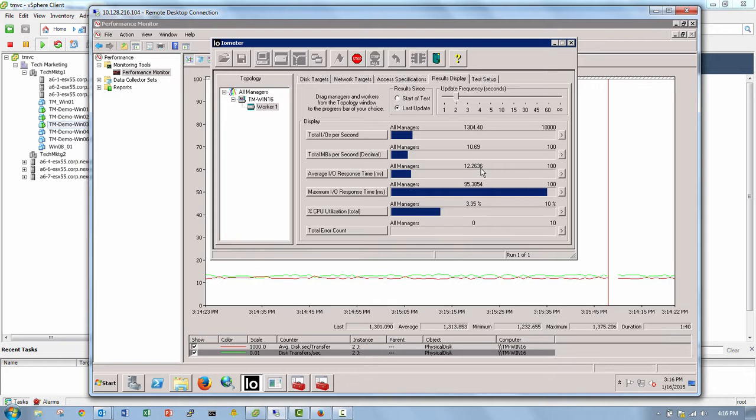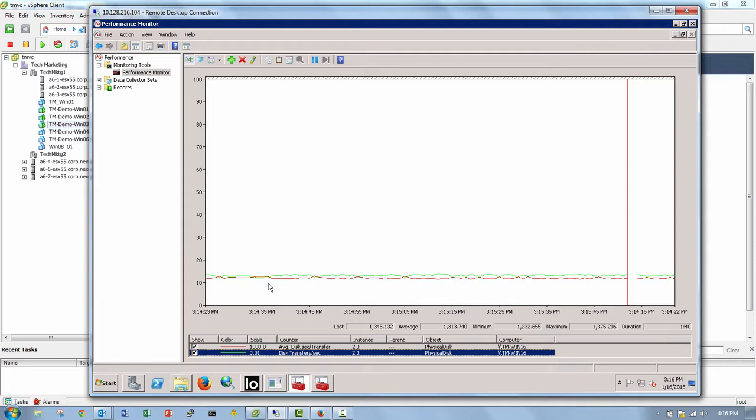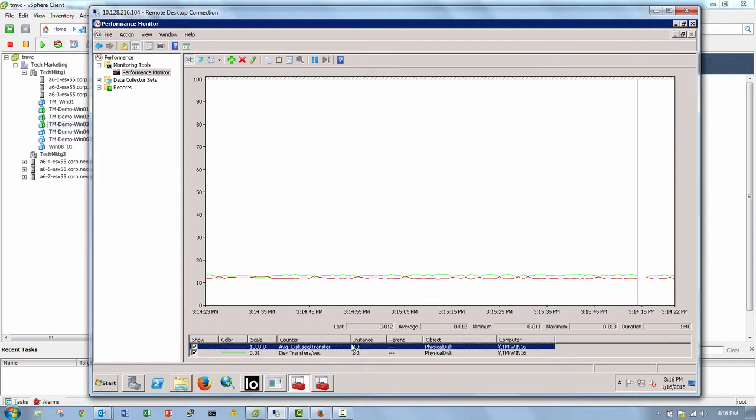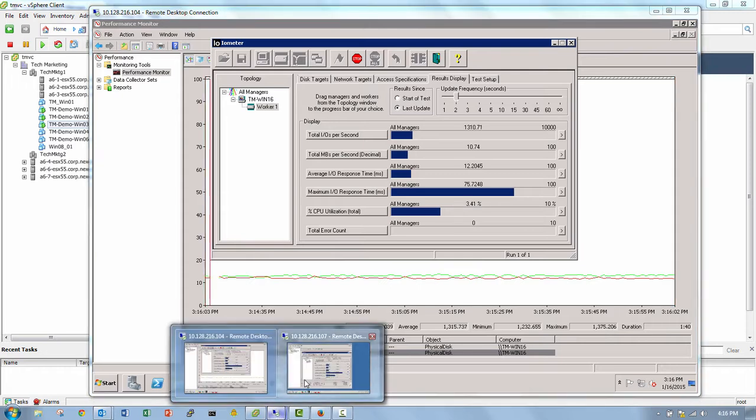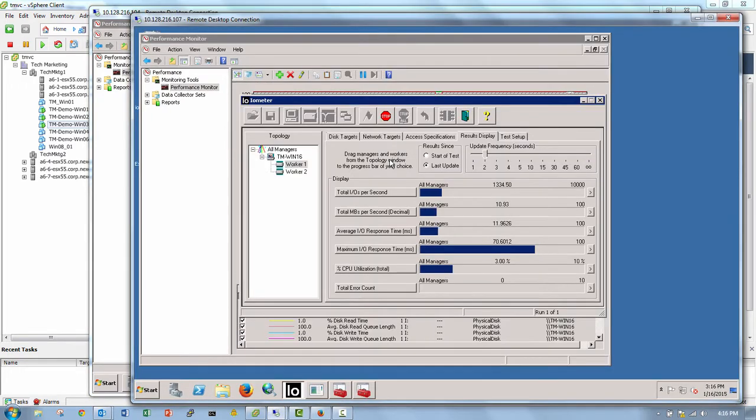In the Windows Performance Monitor, we see this translated to average disk seconds per transfer, or latency, of 0.012 seconds, or 12 milliseconds, and the disk transfers per second, or IOPS, is around 1300. The other Windows VM is running the same workload against the other volume, and we are seeing similar results of 1300 IOPS and 12 milliseconds of latency.